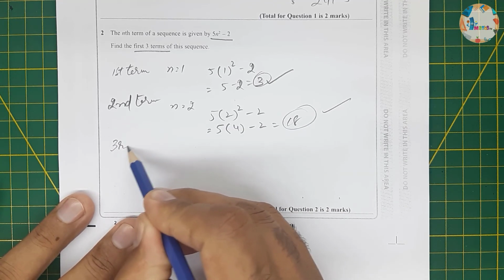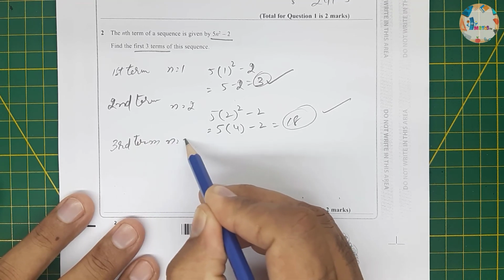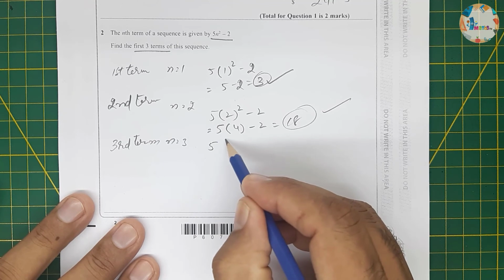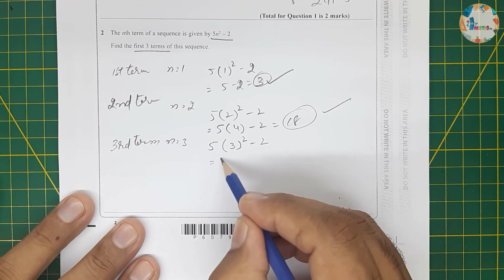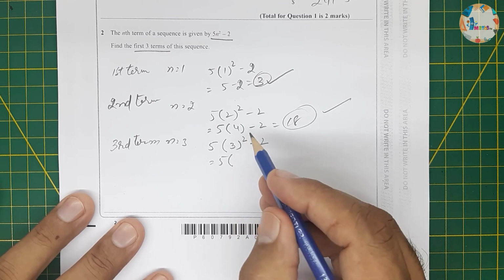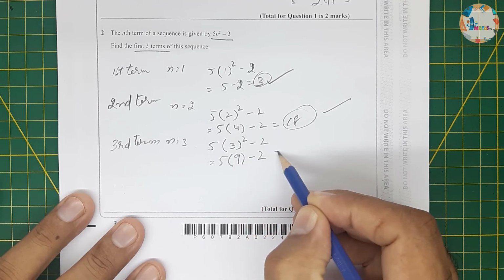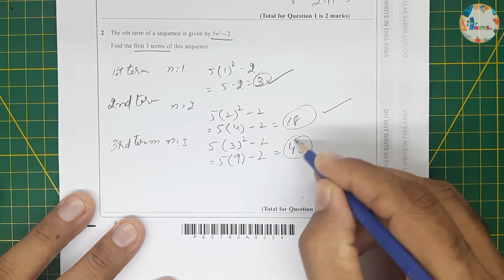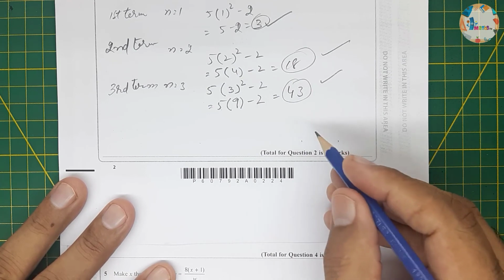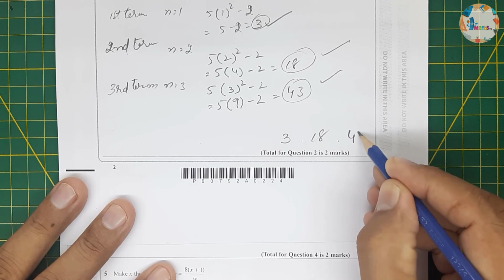Then the third term. For the third term, we will be replacing n is equal to 3, and our equation will become 5 into 3 squared minus 2. So this will be 5 into 3 squared, which is 9, minus 2, which is equal to 45 minus 2, so it will be 43. This will be our third term. So we can mention here first term will be 3, second term will be 18, and third term will be 43. This will be our answer.